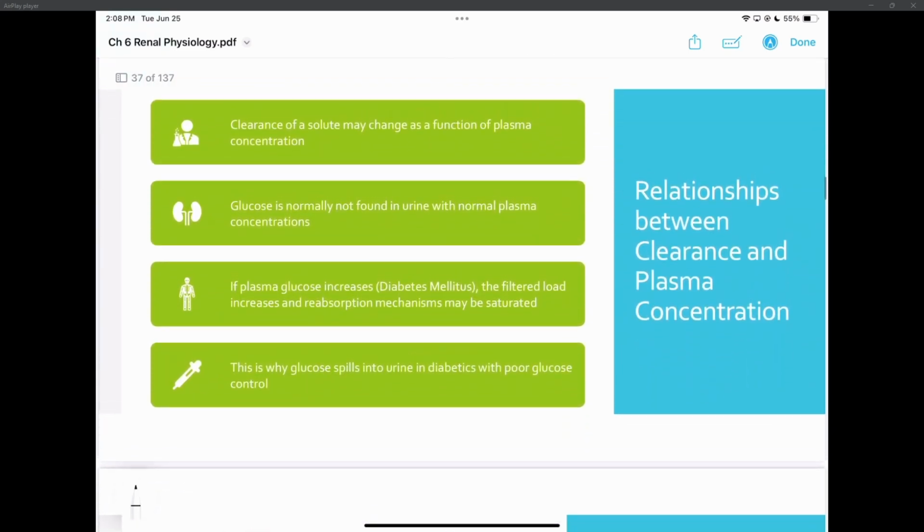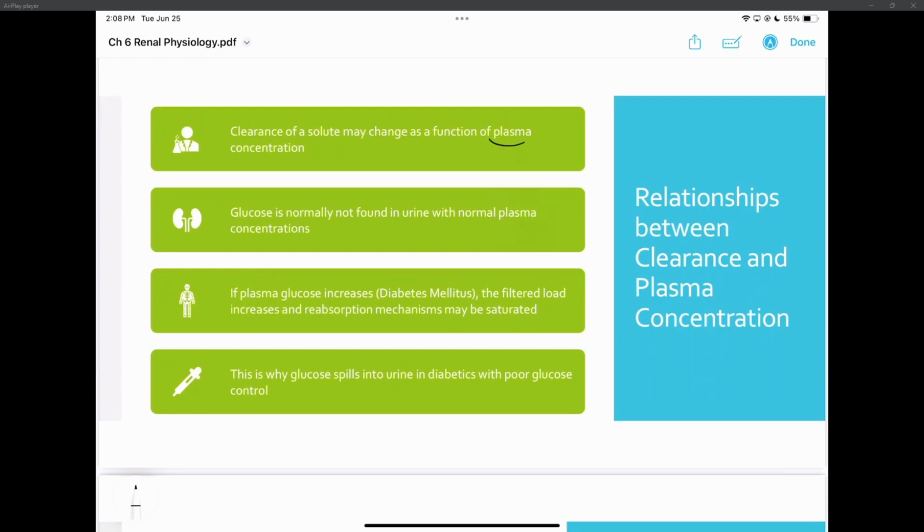So clearance of a solute may change as a function of plasma concentration. Glucose is not found in the urine with normal plasma concentrations. Normal glucose, 60 to 100. When you start getting high glucose readings, like in diabetes, the filtered load is increased. We're dumping a lot of glucose in there. So the filtered load increases, but the reabsorption mechanisms may be saturated, meaning we only have a certain number of ways that glucose can get back in. There's only a certain amount of transport mechanisms.